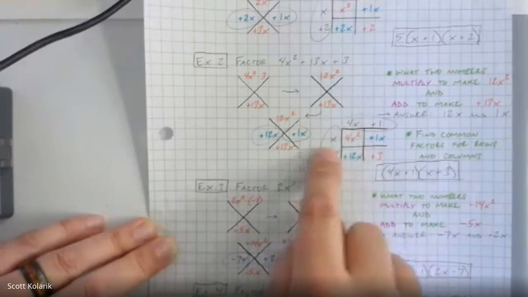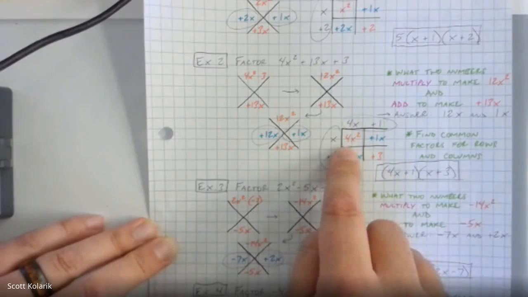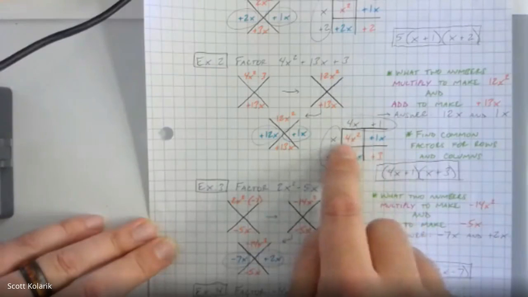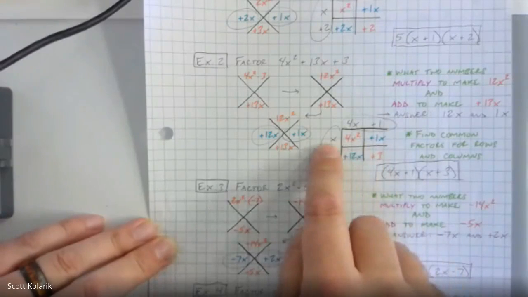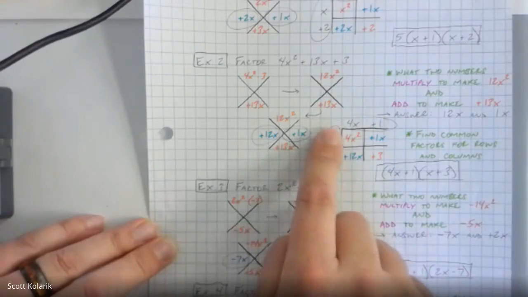And over here on the rows now, 4x squared and 1x, 4 and 1, the only thing in common in this first row is just a 1. And then x squared and x, the only thing in common is just an x. And in the second row, 12x and positive 3, the only thing in common would be a positive 3. And again, what I have here that was pulled out, that's going to be my other factor, 3. 4x plus 1, x plus 3. That's the punchline right there. That's the factored version, pulled out from those common factors from my table.